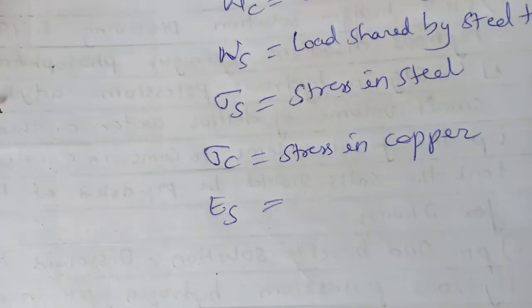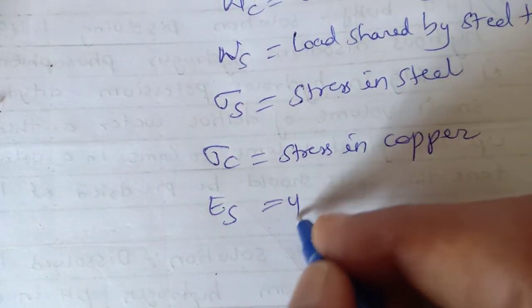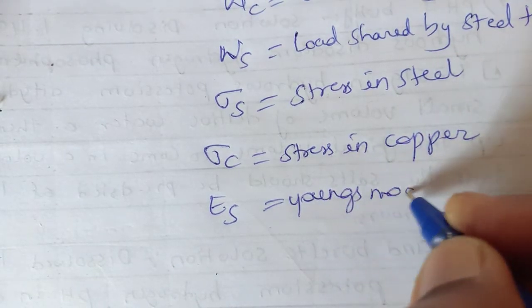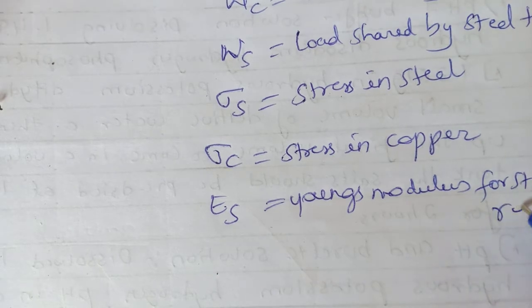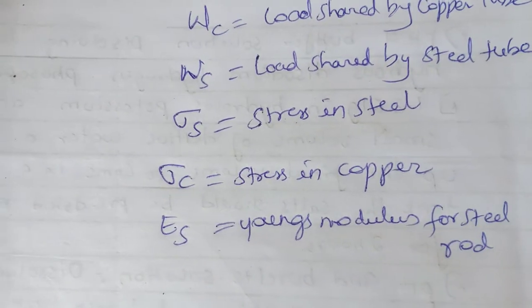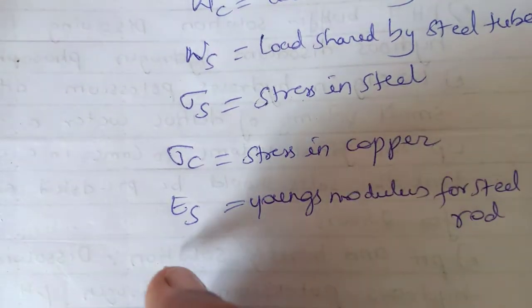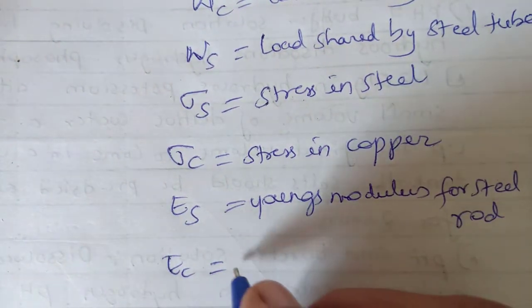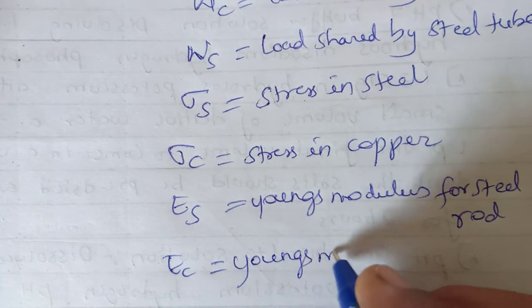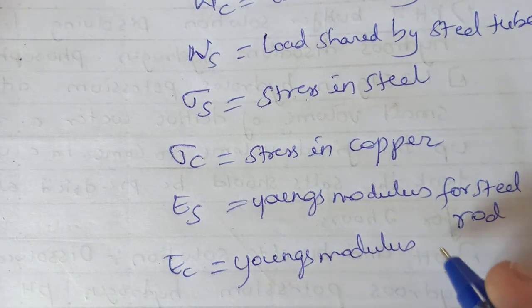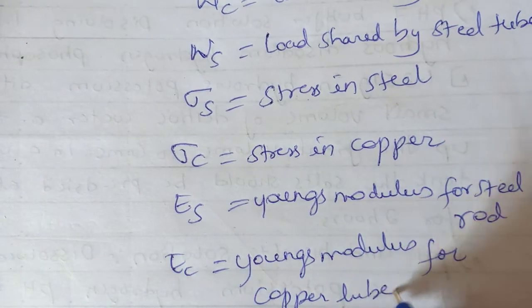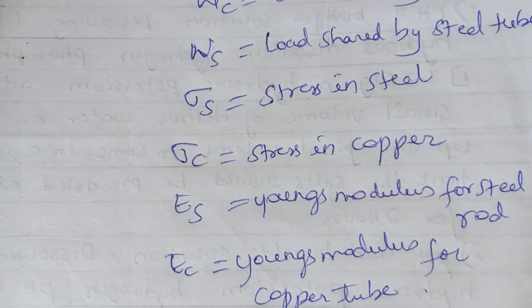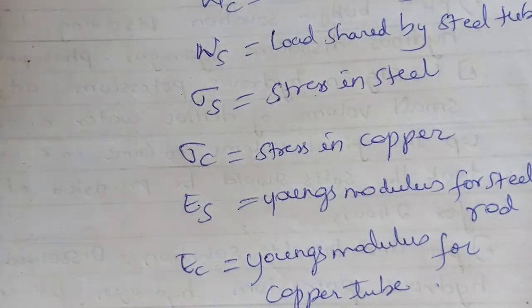ES is the Young's modulus for steel rod. EC, Young's modulus for copper tube. So these are the notations we are going to use.